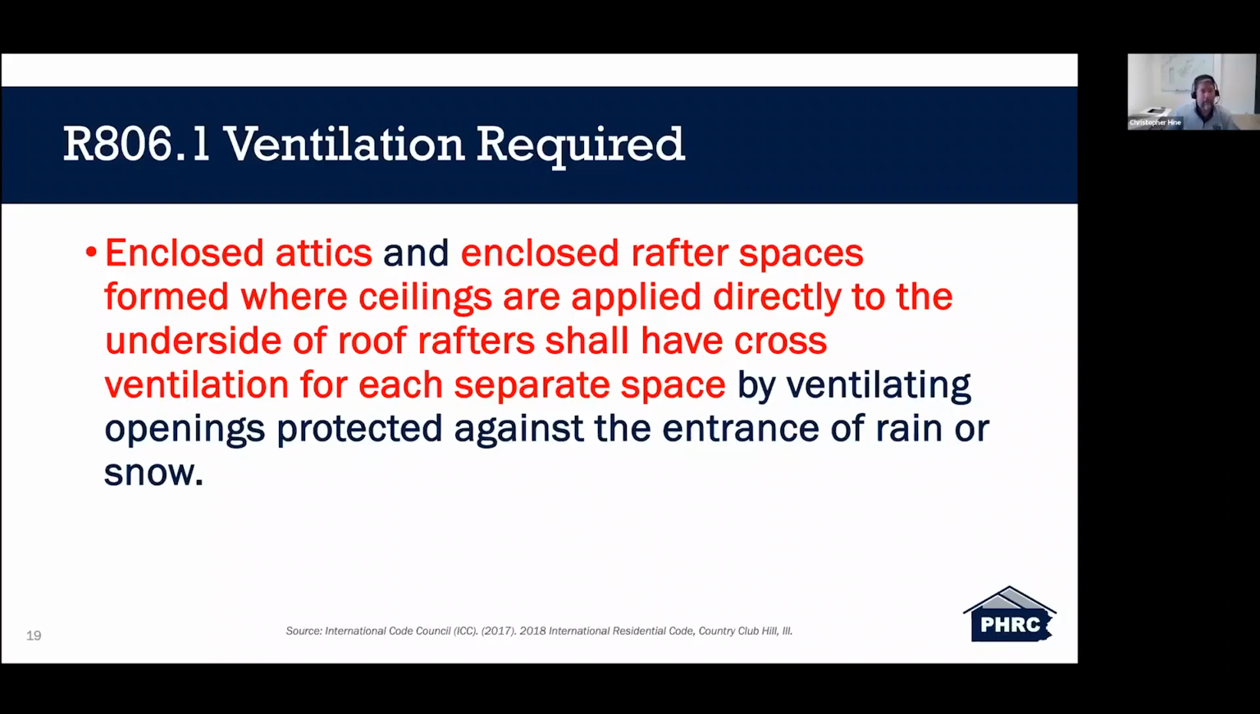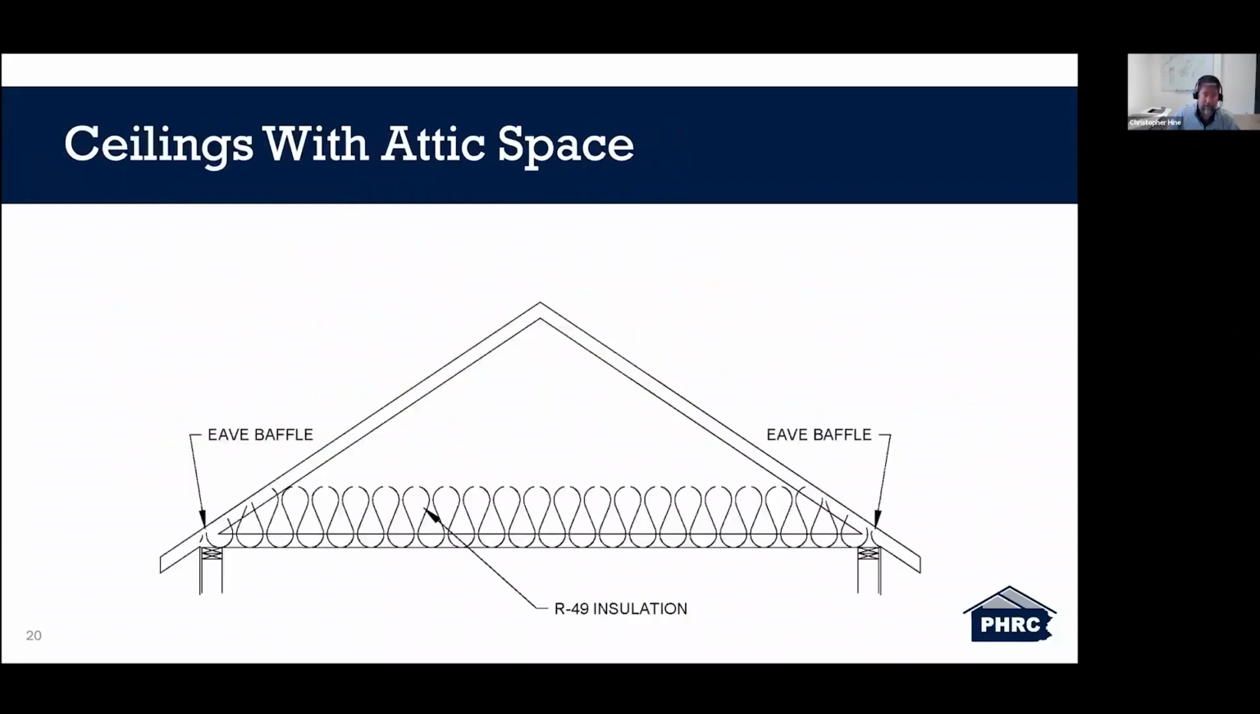So you can imagine what that may look like when you have a roof system designed and constructed with a 2x12. When you have that ceiling applied directly to the underside of the roof rafter, that space also still has to be cross-ventilated per 806.1. So this is typically what you're going to be thinking of. This is our ventilation for ceilings with attic spaces, where we're entering through the eave. We're continuing up above the eave baffle, which we'll touch on in a second, and then we are exiting that ventilation through our ridge vent.